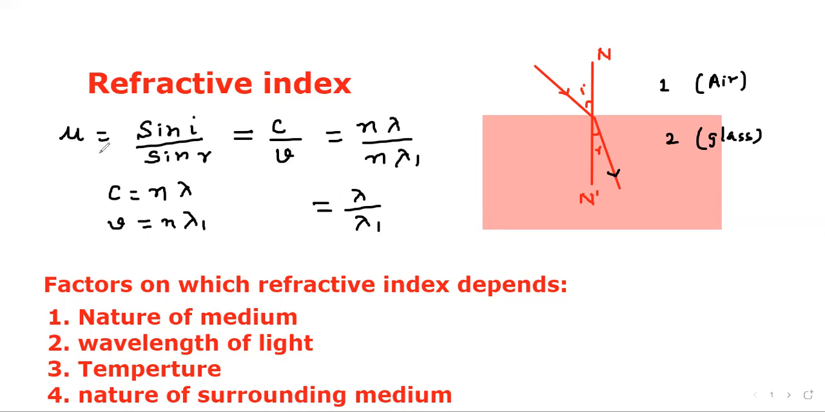Unit of refractive index. Since both quantities are the same, it will have no unit. Factors on which refractive index depends: nature of medium, wavelength of light, temperature, nature of surrounding medium.